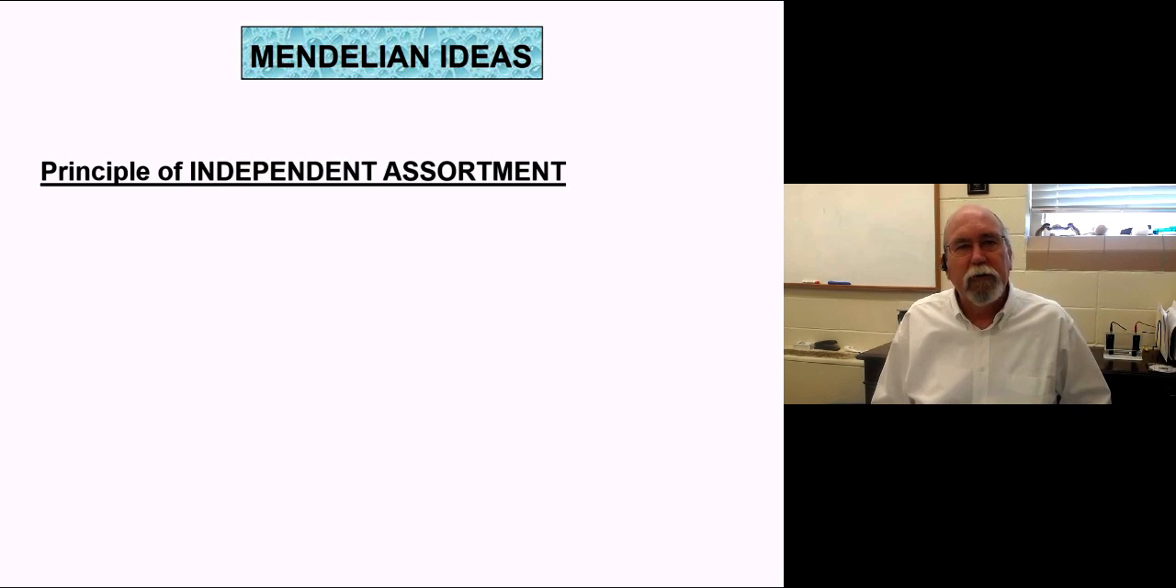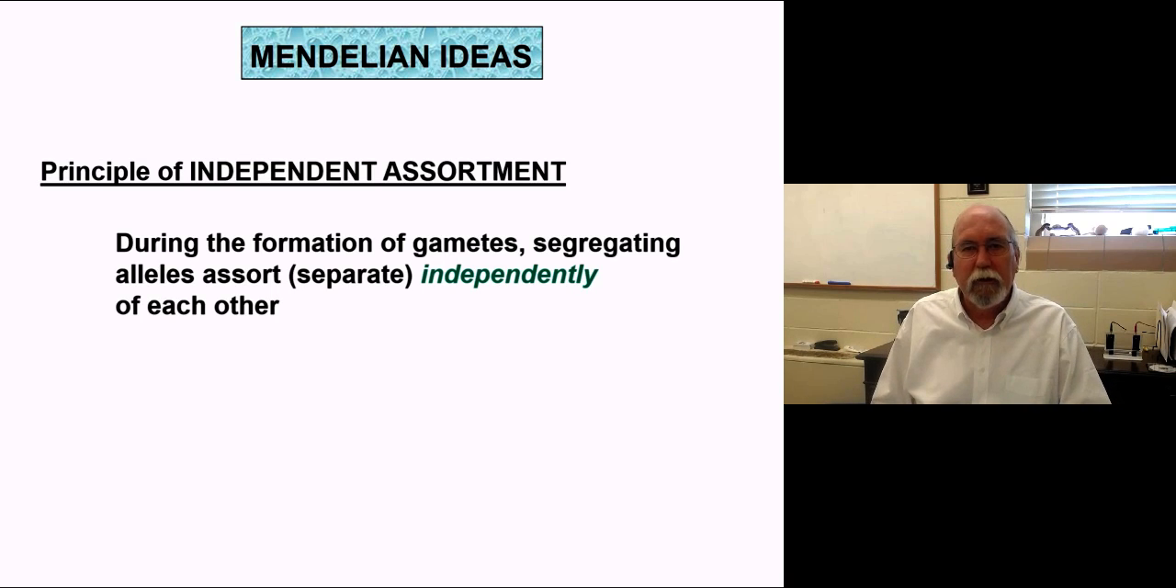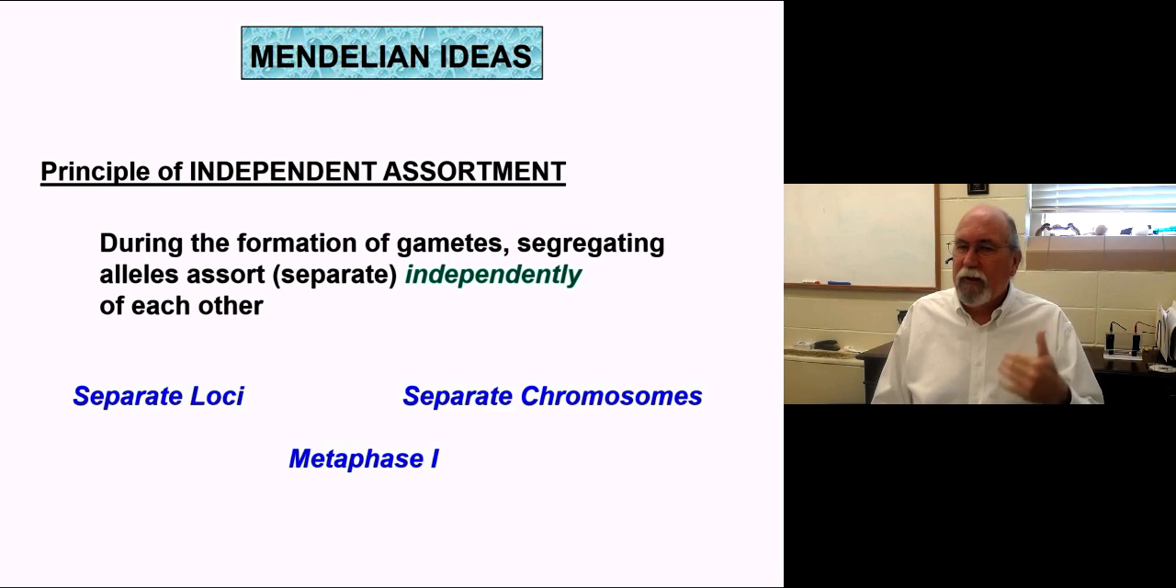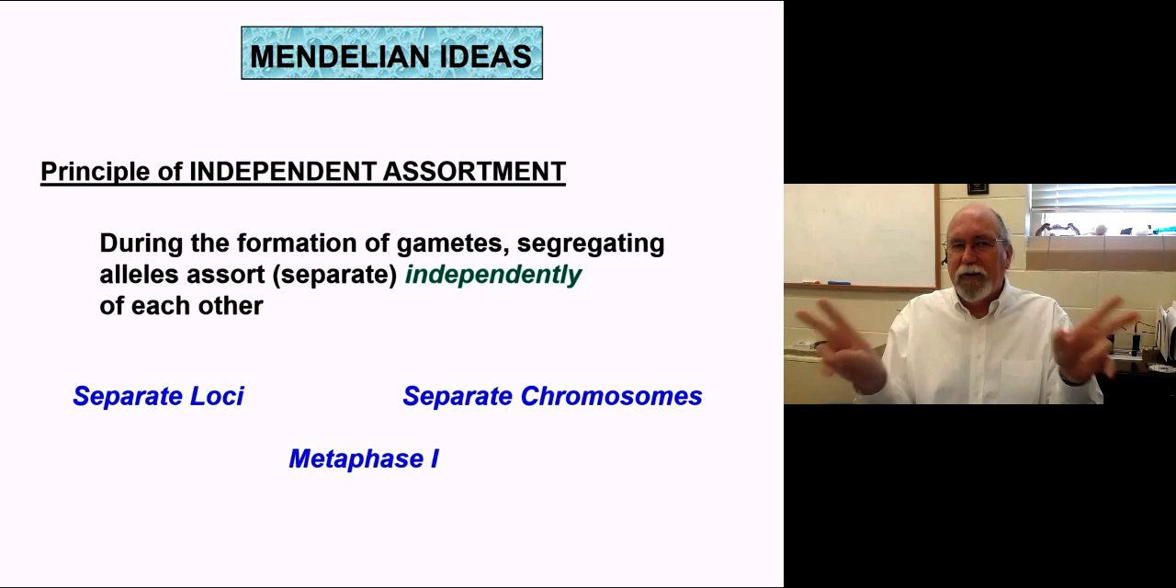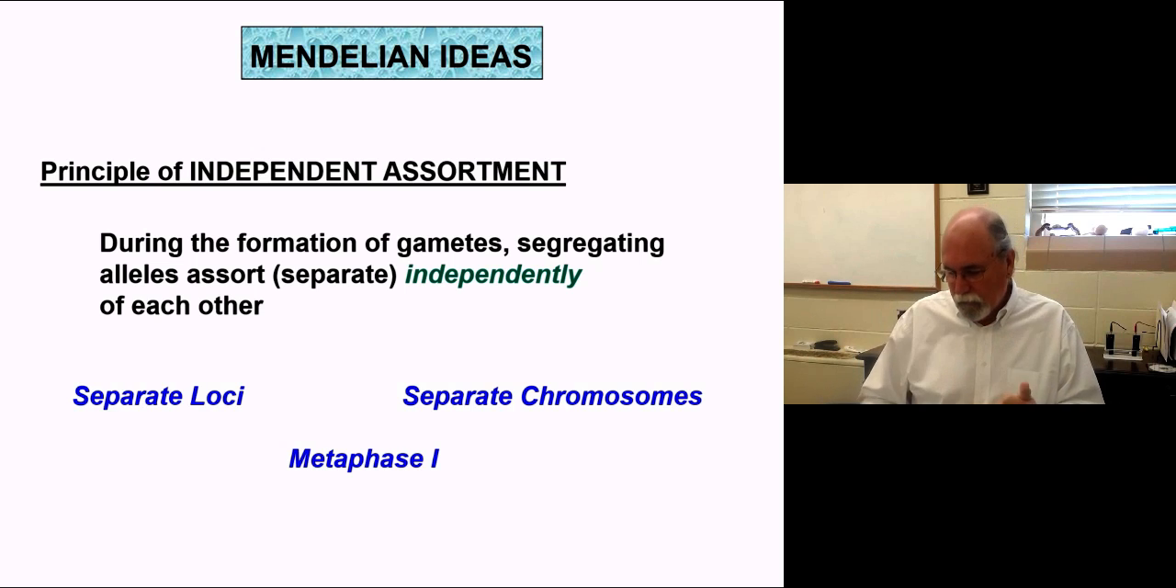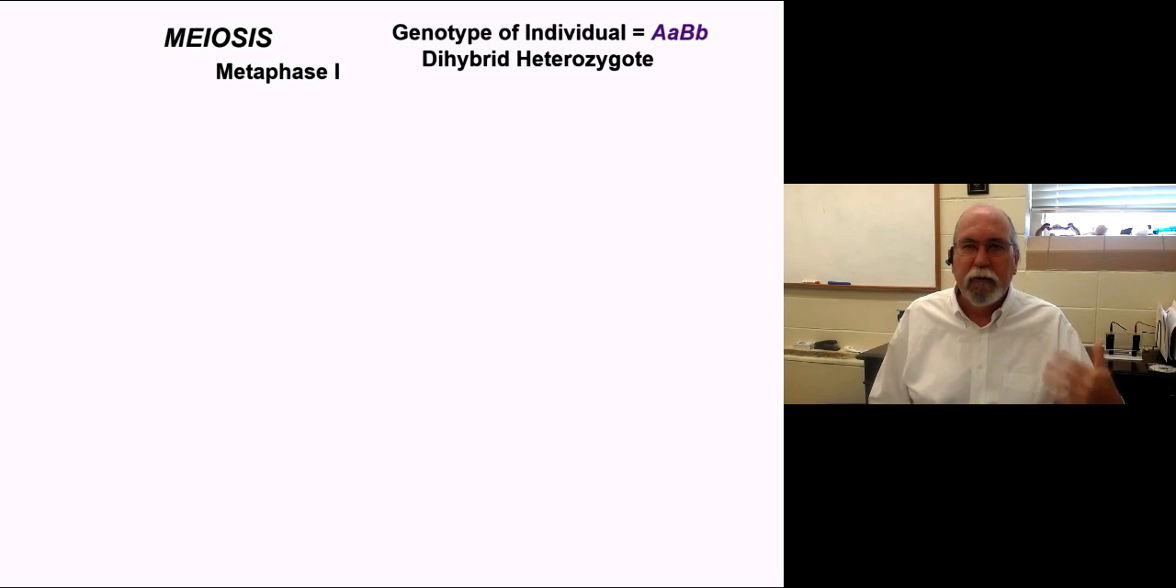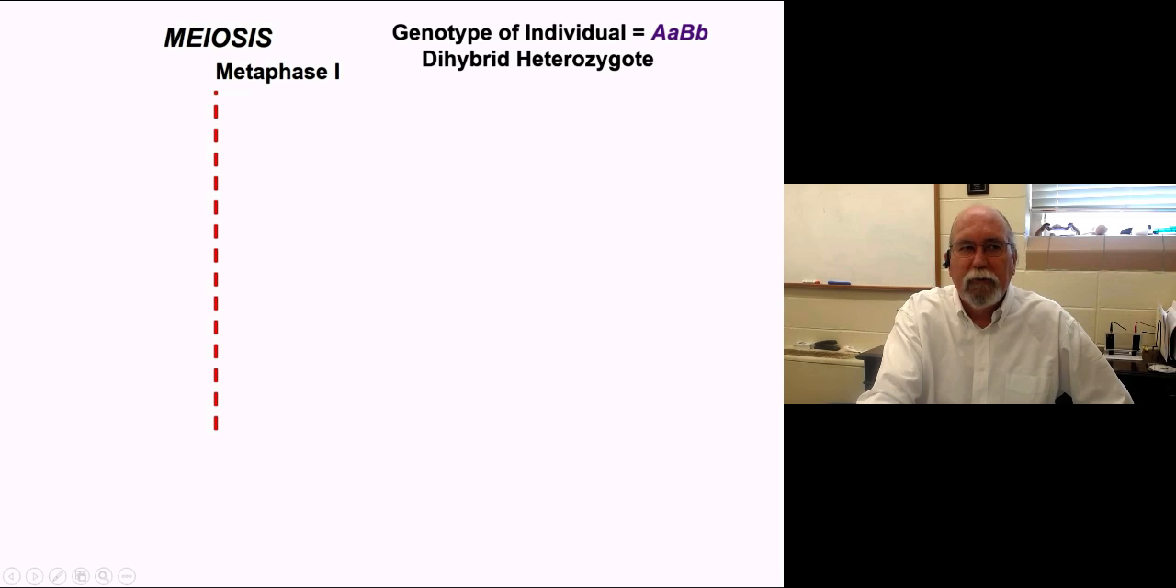Now, what about independent assortment, the other one? Well, that gets slightly more complicated. It occurs in meiosis as well. Everything that we're interested in as far as Mendel occurs in meiosis 1, and we generally say it's at metaphase 1. Why? Because even though the physical action occurs at anaphase 1, it's already set up by metaphase 1. So let's look at it. Let's take an individual with the genotype big A, big B, little b. So, a dihybrid het. Let's take an equatorial plane.